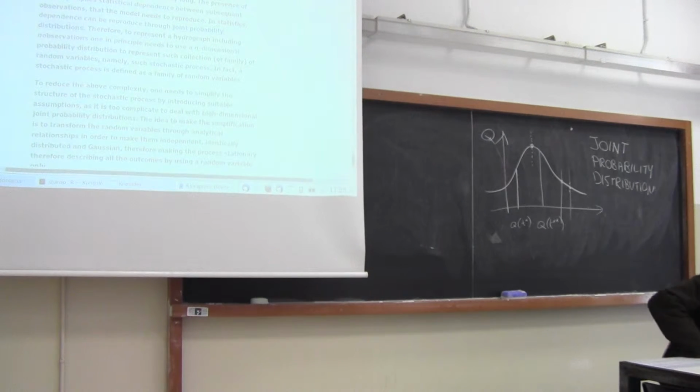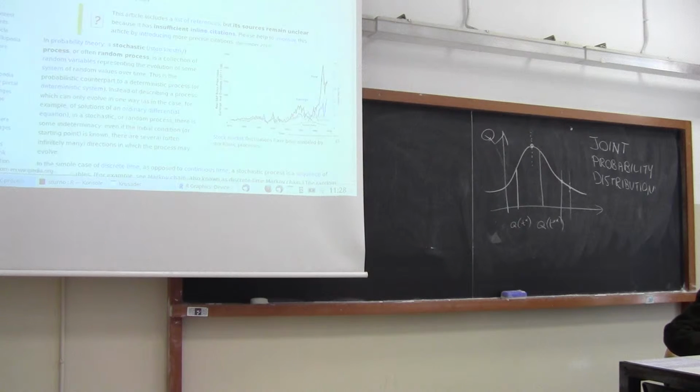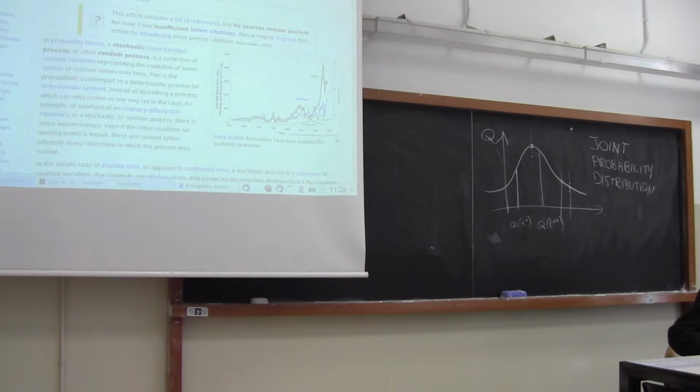And you can find the same definition, hopefully, if you click here. And you see a stochastic process or a random process is a collection of random variables representing the evolution of some system of random values over time.